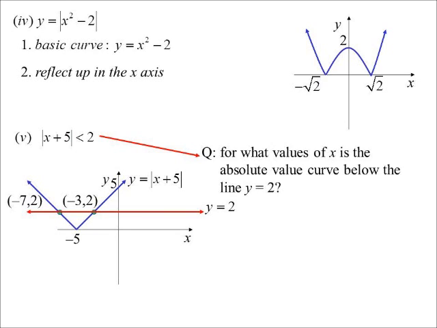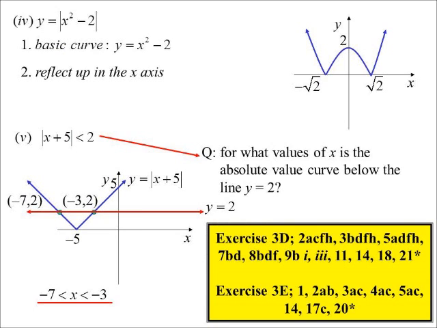So I could go and solve the equation to find out, oh yes, it's minus 7, 2 and minus 3, 2. But again, I'm only interested in the x values for this. And so there's my solution. X is in between minus 7 and minus 3. As I say, probably not the first technique I would use for that question, but had I already drawn the graph, well then maybe it's a useful way of doing it. All right.